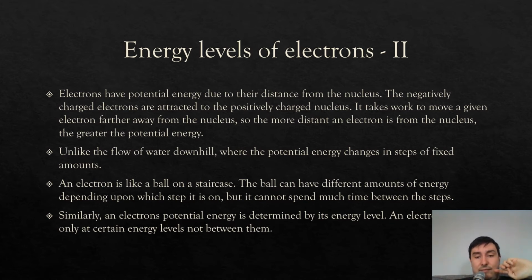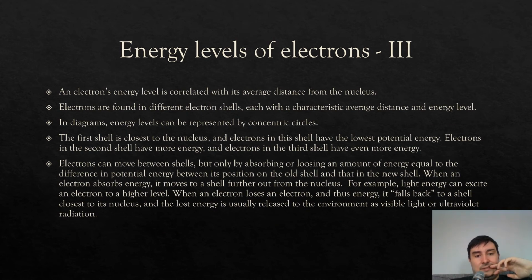The ball can have different amounts of energy depending on which step it is on, but it cannot spend much time between the steps. Similarly, an electron's potential energy is determined by its energy level. An electron only occupies certain energy levels and not between them. An electron's energy level is correlated with its average distance from the nucleus. Electrons are found in different electron shells, each with a characteristic average distance and energy level.